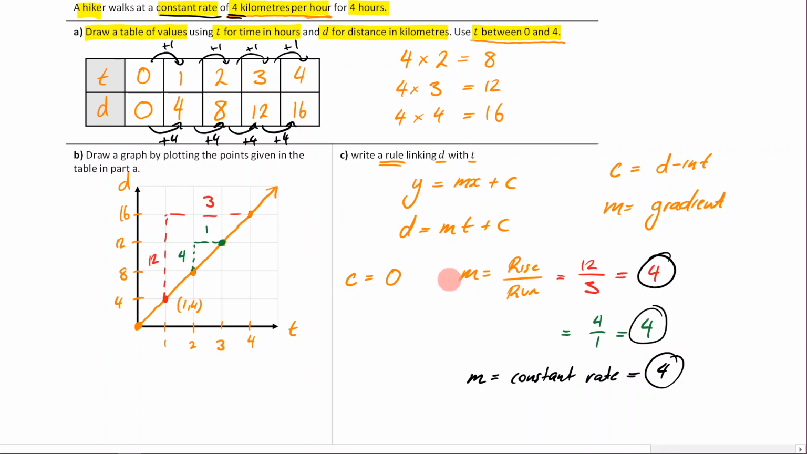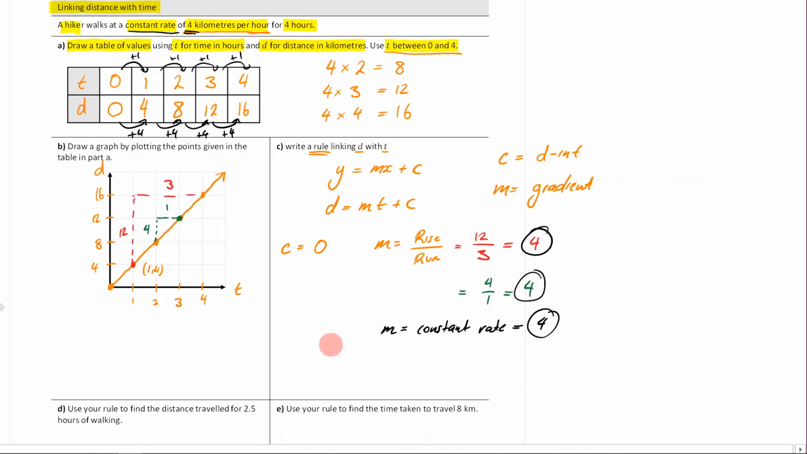Okay, now, once we've done that, we actually have to put it all together. So remember, we started off with d is equal to mt plus c. I know that my c is equal to 0, so I can go plus 0. And of course, I don't have to write plus 0, do I? I could just write it like that. And then my m is 4, so I put a 4 here instead of an m. And that right there, everyone, is going to be our answer. So let's put a box around that.